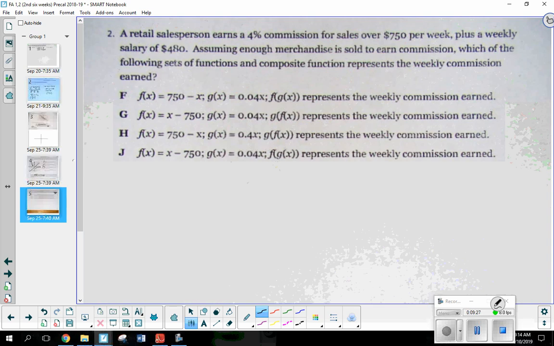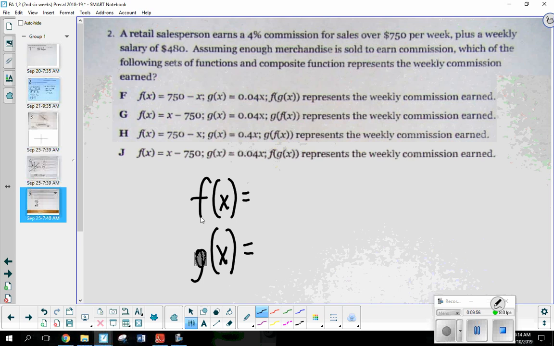Sorry about that. All right, so we've got a retail salesperson who earns 4% commission for sales over $750 per week, plus their weekly salary of $480, assuming enough merchandise sold to earn commission. Which of the following sets of functions and composite function represents the weekly commission earned? So we're going to have 2 equations. You can tell by looking at the answer choices or by the fact that it says the composite of functions in the question.